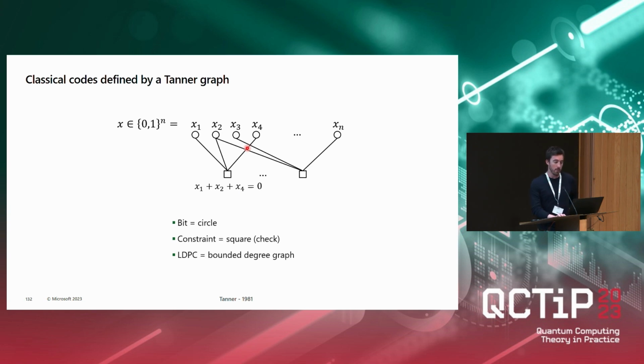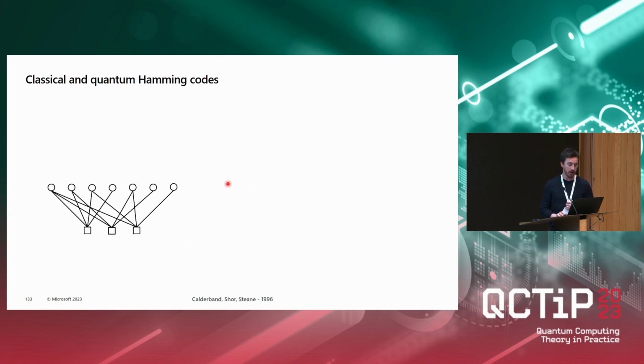And it's LDPC if all these bit and check have bounded degree. Now we have a sparse graph. It defines the code. And we can do the same thing in the quantum setting. So first, on the left, it's a classical Hamming code. And we can detect a flip by looking at the constraints that must be satisfied. When we flip one of the bits, it's going to flip the constraint that is connected. So we're going to see a non-trivial parity, which indicates that there was a fault, and we can correct with that.